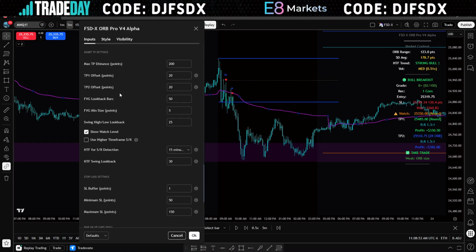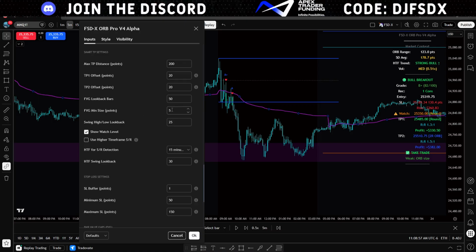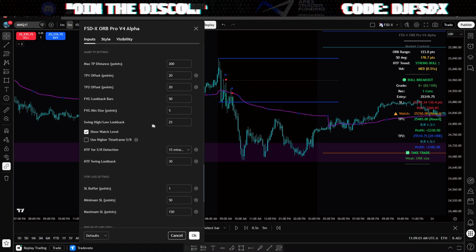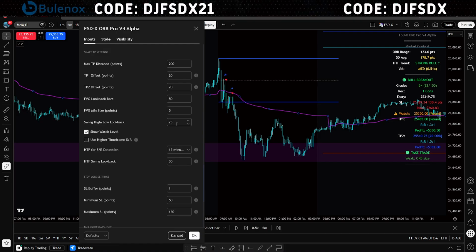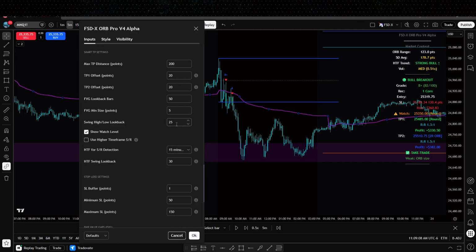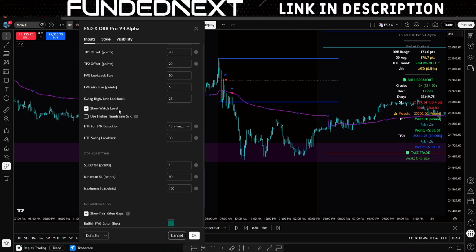These settings scan for fair value gaps, and this is how big a fair value gap needs to be to be valid. It looks at the swing highs and swing lows. I go for 25. It looks 25 candles in the past and sees where structure is. This just shows the watch level on your dashboard.